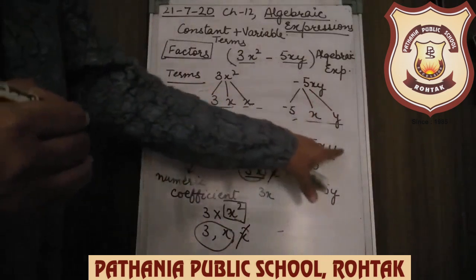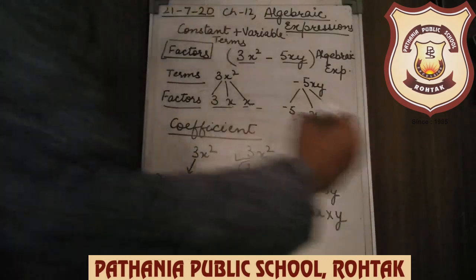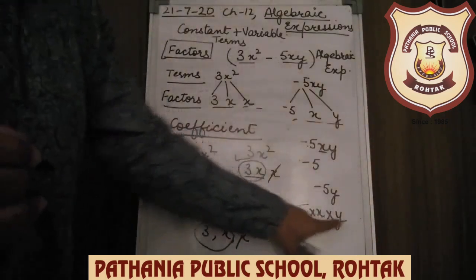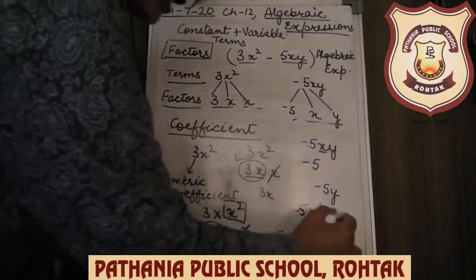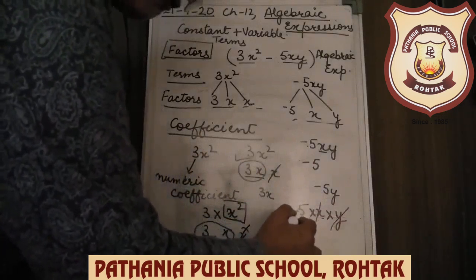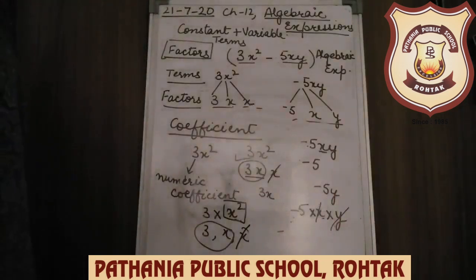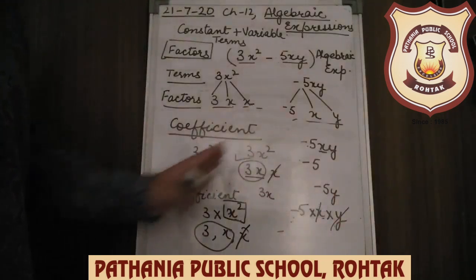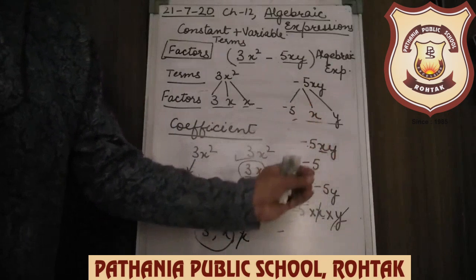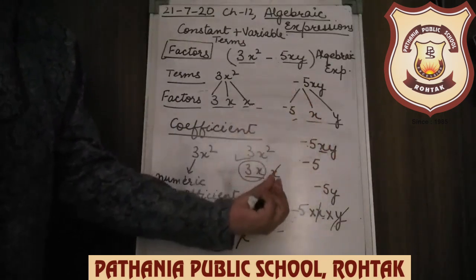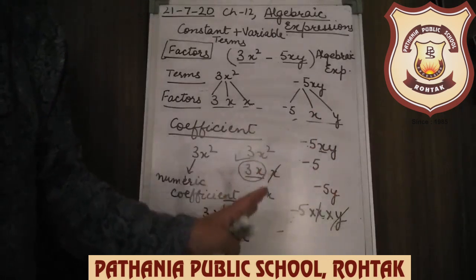As I told you, all three are multiplied to each other: minus 5 multiplied by x multiplied by y. Clear? If I say for x, it is minus 5y, and if I say for y, minus 5x, and if I say for minus 5, xy is the coefficient. Is this clear to everyone? Coefficient is asked with respect to one variable or a number, and what is left after that is the coefficient part of the term.